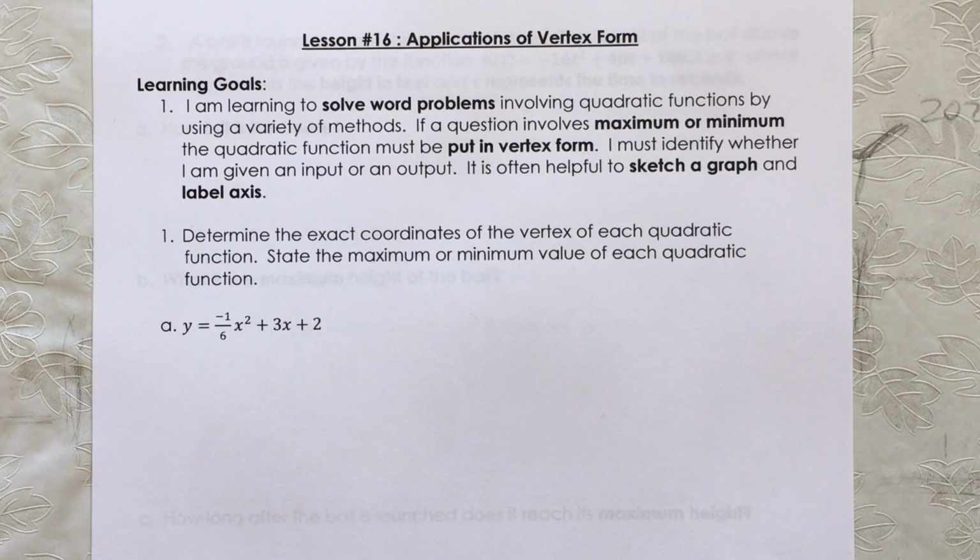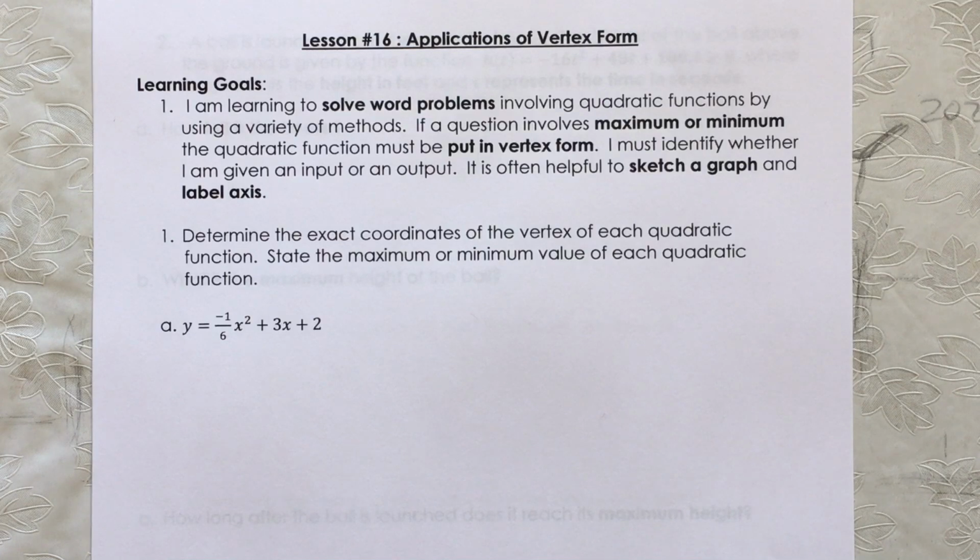So our learning goal is to learn to solve word problems that involve quadratic functions by using a variety of methods. If a question involves maximum or minimum, we know that it has to be put into vertex form. We must identify whether you're given an input or an output, and it's often helpful to sketch a graph and label an axis in a word problem. We went over that Monday as well.